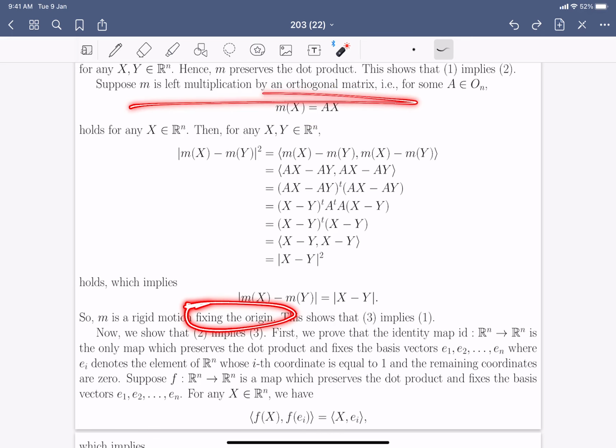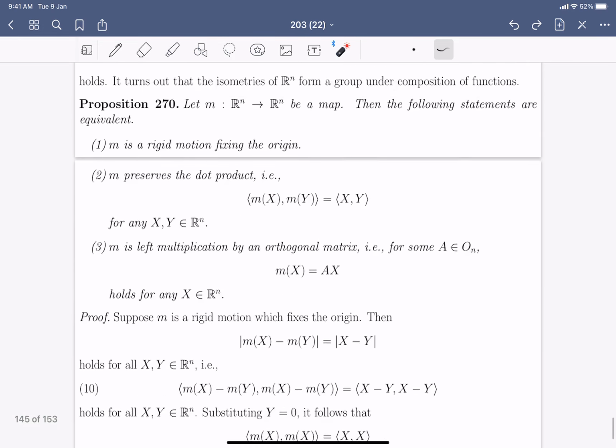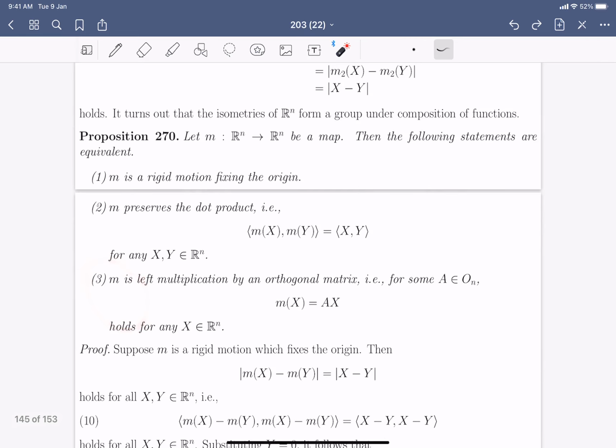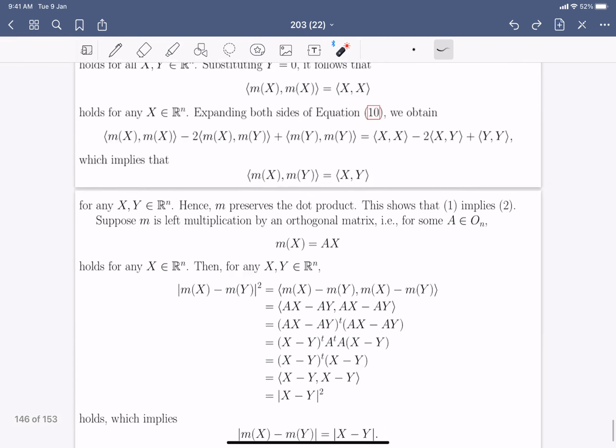So assuming that m is left multiplication by an orthogonal matrix, one can show that m is a rigid motion fixing the origin. In other words, the third criterion implies the first one. We were supposed to prove the equivalence of all these three statements. We have shown that 1 implies 2, we have shown that 3 implies 1, and we now need to show that 2 implies 3. So let's discuss that.